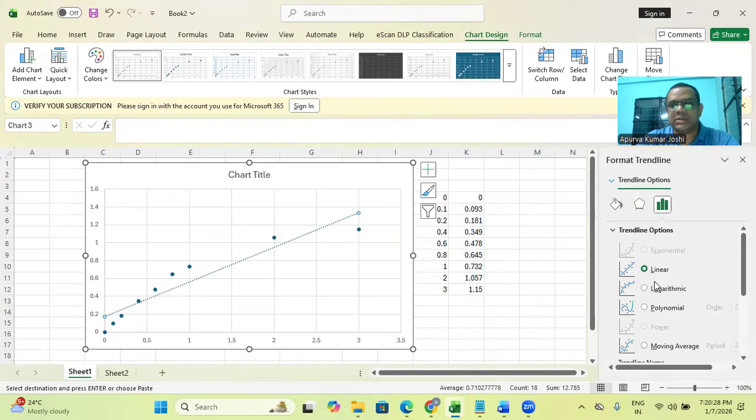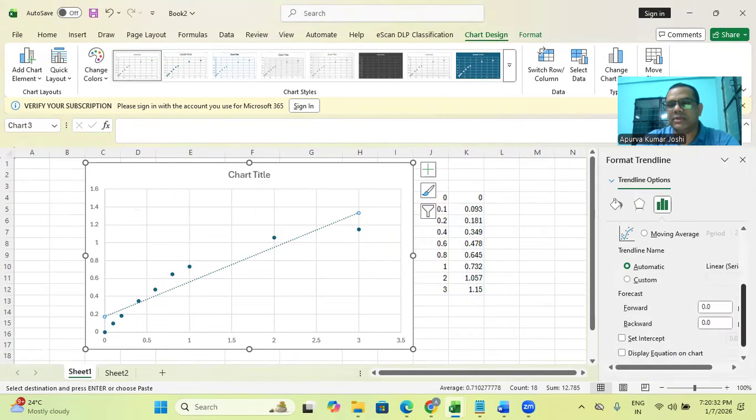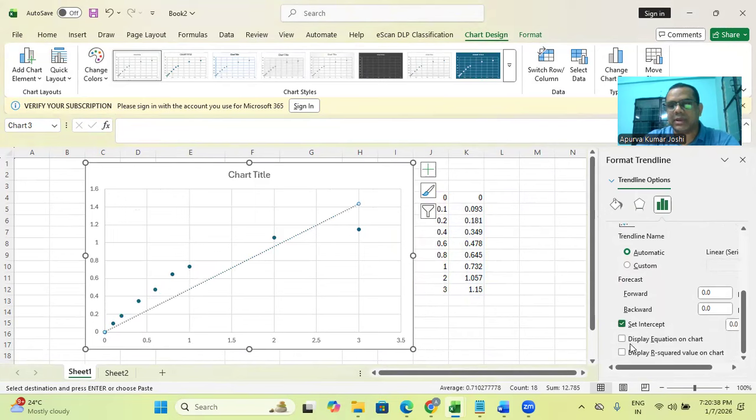You'll get options here to choose from. Because we have done blank correction, I'm going to set the graph to pass through x and y equal to 0. I'm going to set the intercept x, y equal to 0, and I want to see the equation on the chart, and also the r squared value. The r squared value is a measure of how close the points are to that regression analysis line. Now, as you can see, the data set is pretty bad.